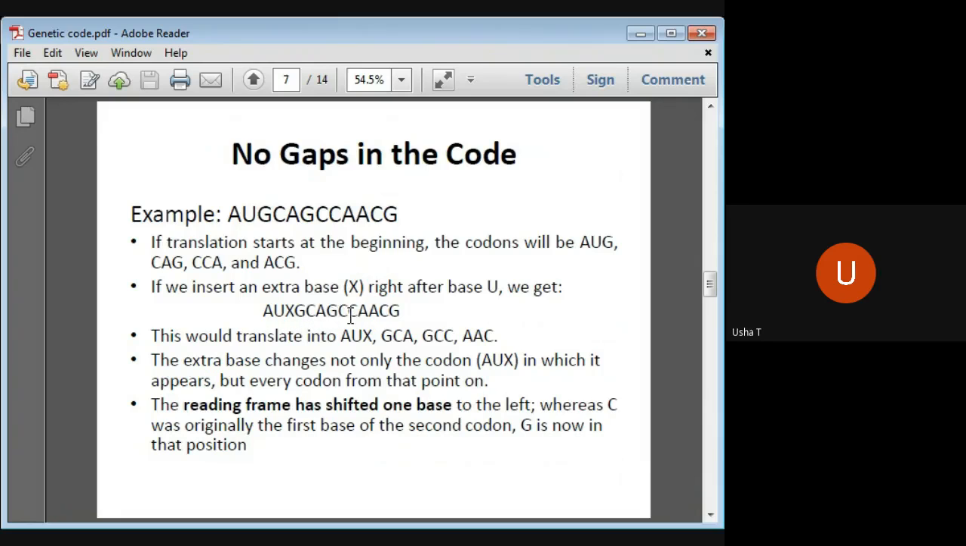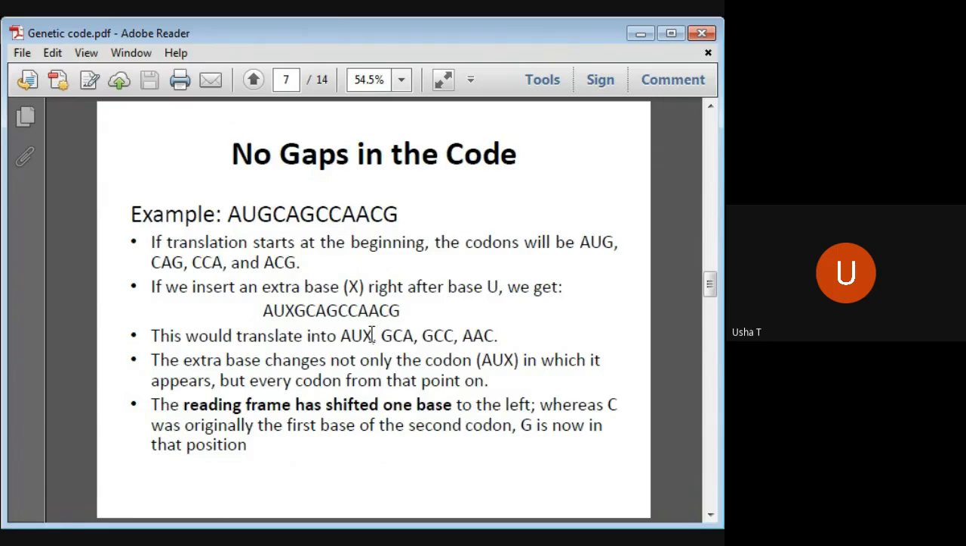GCA, GCC, AAC. So there is another base which is left out, which will not code because there are no other two bases. This would translate into this, okay, correct? So the extra base changes not only the codon in which it appears, but every codon from that point on, because see, we have changed one, AUX, then GCA, GCC, AAC. Before it was AUG.